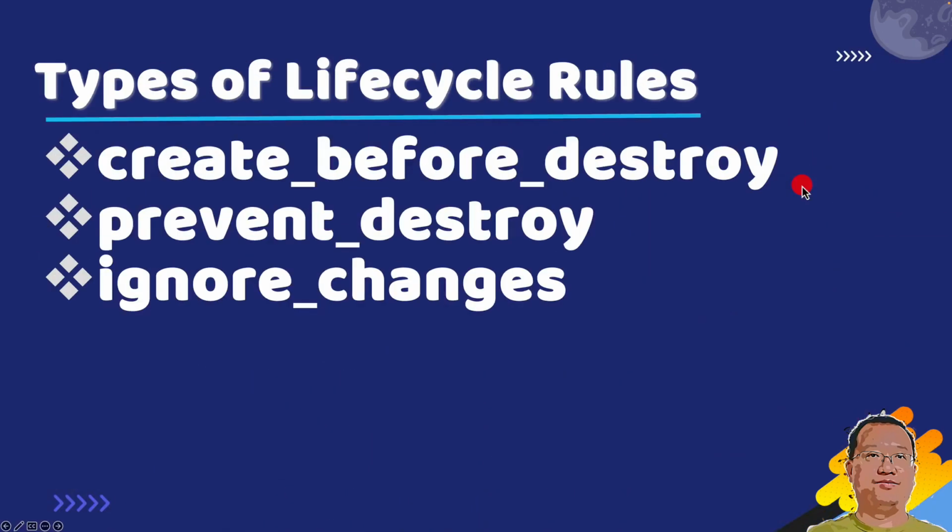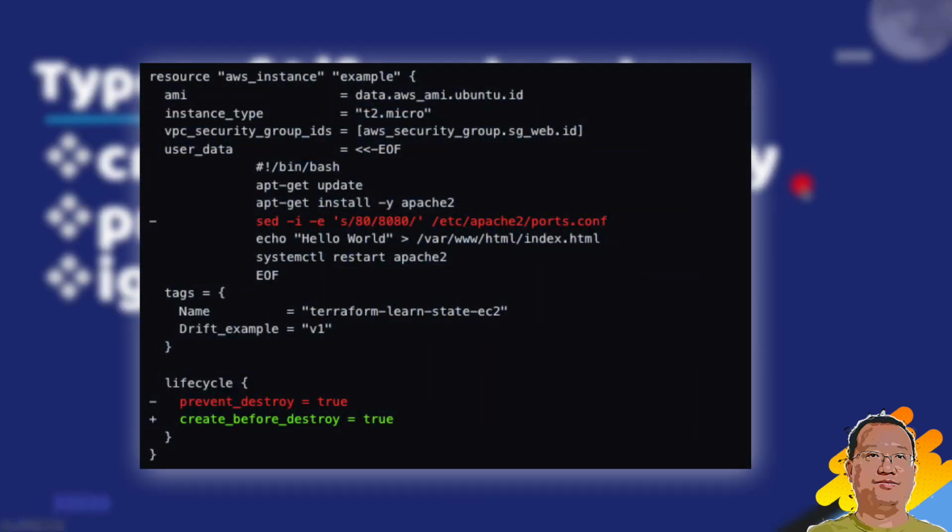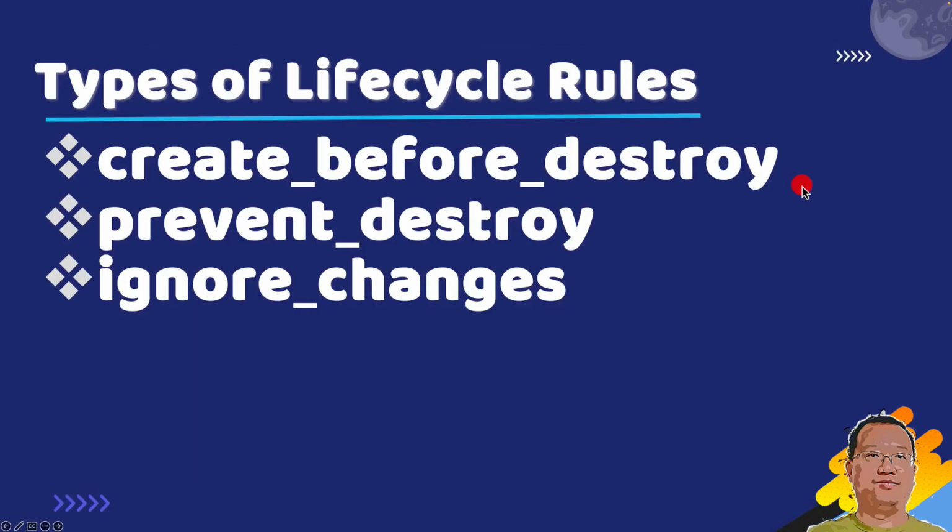There are three main types of lifecycle rules in Terraform. Create before destroy. This rule ensures that a new resource is created before the old one is destroyed. For example, if you are updating an EC2 instance, this rule can help you avoid downtime by creating a new instance first. However, create before destroy is not the default behavior in Terraform. By default, Terraform follows a destroy before create approach, meaning it destroys the old resource before creating a new resource when changes require resource replacement.